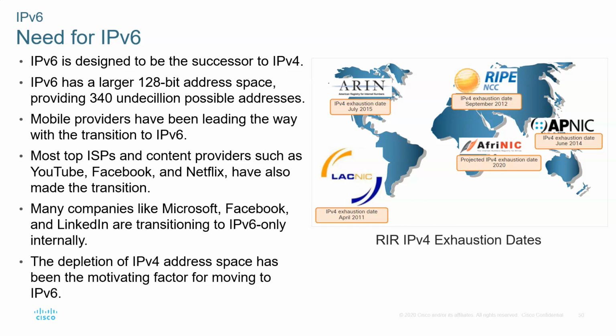Now we have 128 bits. So 2 to the 128 gives us 340 undecillion possible addresses. That means you are not going to run out of IP addresses for years to come with IPv6. And that is slowly replacing IPv4. And as you can see, IPv4, even in Africa, has been exhausted since 2020. So everything that you'll get from your ISP now is IPv6.